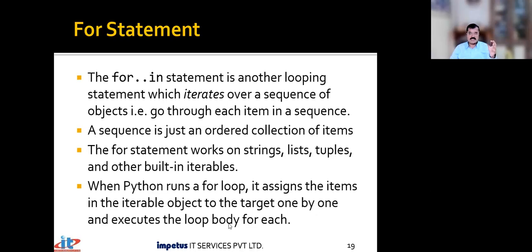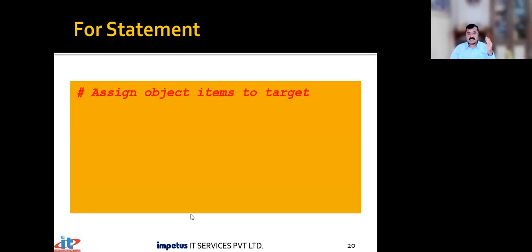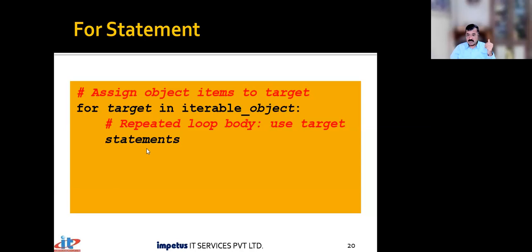So if I have, say, days of the week, and I'm iterating over days of the week, the first day will be Monday, then Tuesday, Wednesday, Thursday, Friday, Saturday, whatever it is. So the for loop will iterate over every element. So what's the syntax? If I say for target in iterable object, every element in this iterable object will be assigned to the target. I can process that particular target in all the statements. That's it. And it can also have an else.